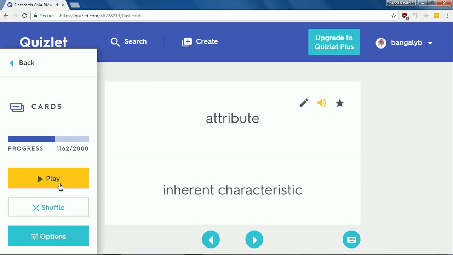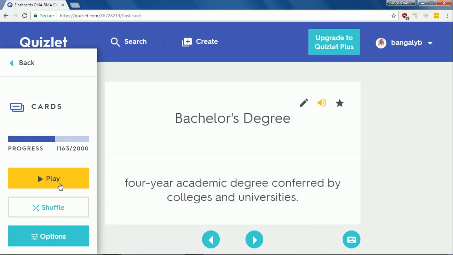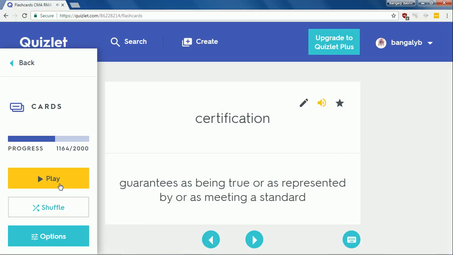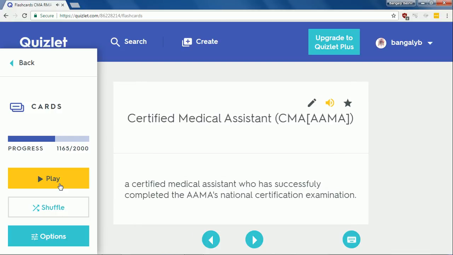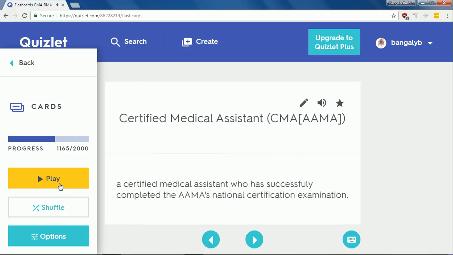Attribute. Inherent characteristic. Bachelor's degree. 4-year academic degree conferred by colleges and universities. Certification. Guarantees as being true or as represented, or as meeting a standard. Certified medical assistant. A medical assistant who has successfully completed the AAMA National Certification Examination.